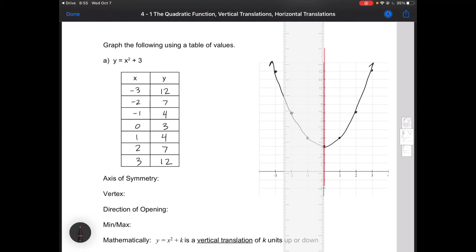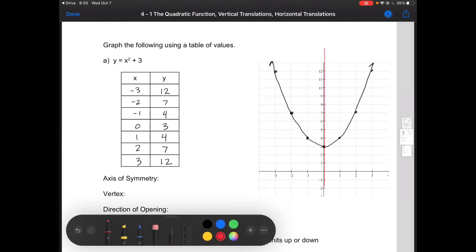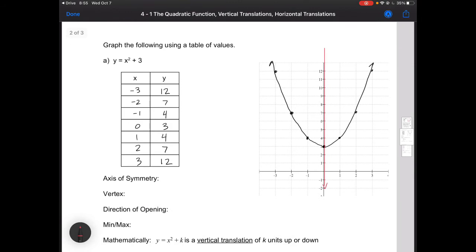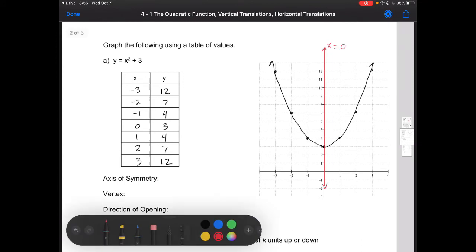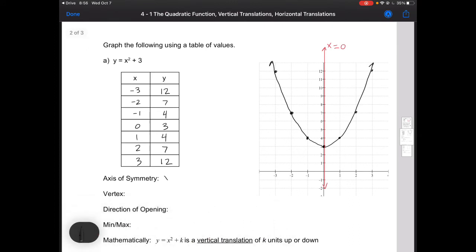So I'm going to draw it here in red. And this is going to be my axis of symmetry. So my axis of symmetry is a vertical line. So it has the equation x equals 0 in this case, because all of the coordinates on that line have the coordinate x equals 0. My vertex is this point right here, 0, 3. My direction of opening is up, and my minimum or max is going to be the y value of my vertex. So it is a minimum because my parabola opens up, and the value is 3.